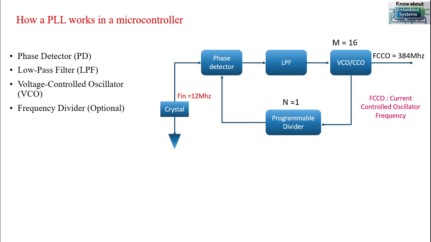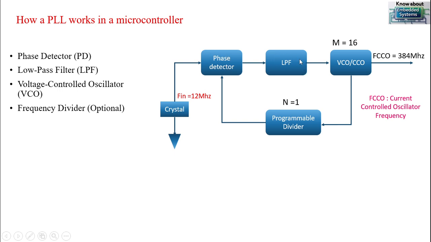Now, how it works. Simplified block diagram of PLL. You can see the 5 important components of the PLL on the screen. The first one is the input frequency, nothing but the input clock, that is your crystal oscillator. Usually we use a crystal oscillator of either 12 megahertz or 10 megahertz. The second important component is a phase detector.